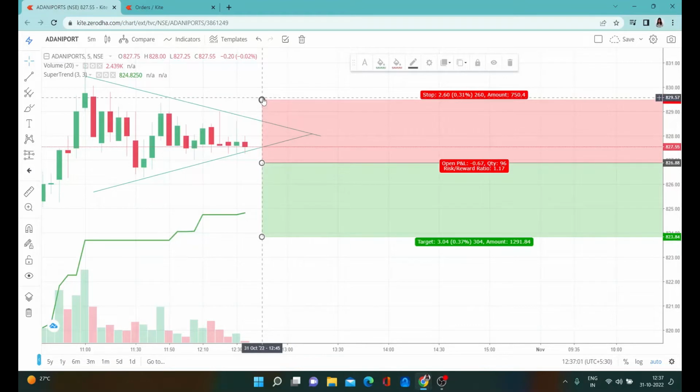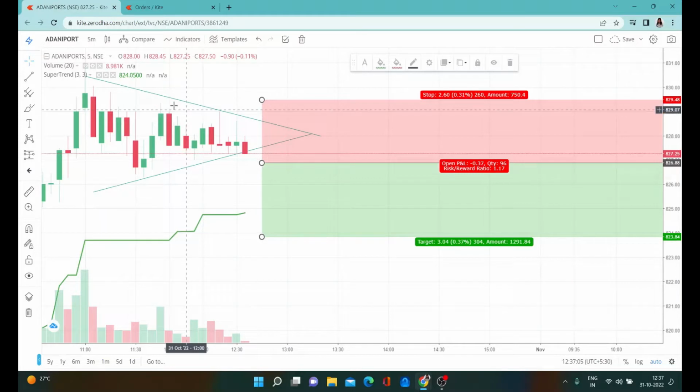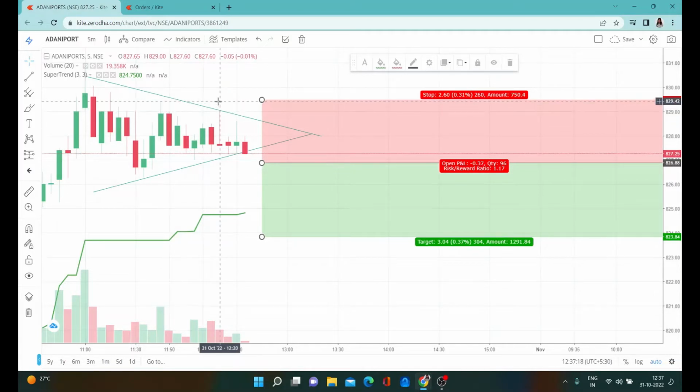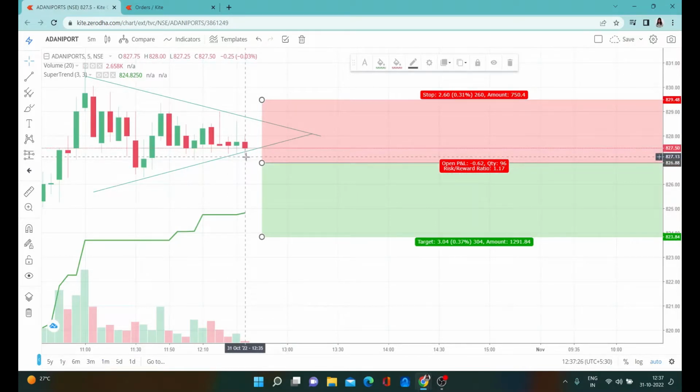And your stop loss should be at 829.4, just above the wick of the bullish candle here, and above the wick of this bearish candle here, right? This should be the plan in case it breaks this triangle pattern downwards.